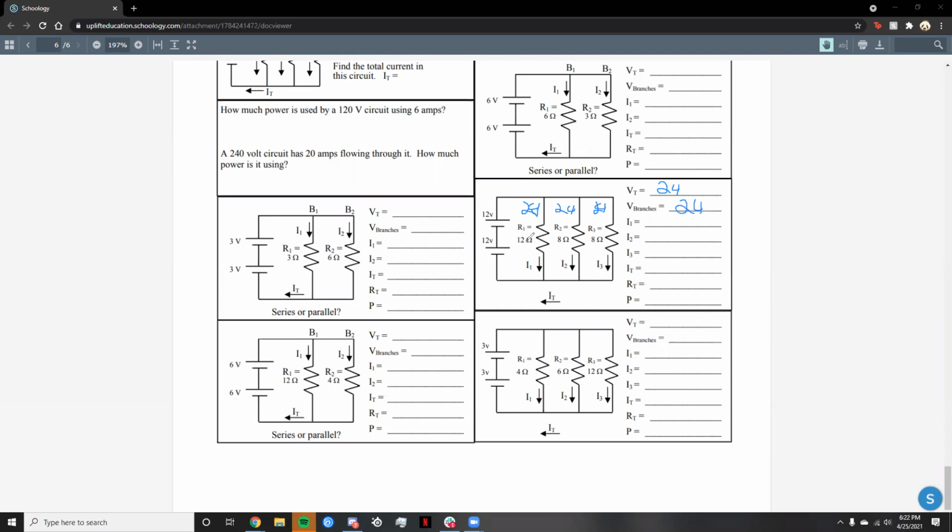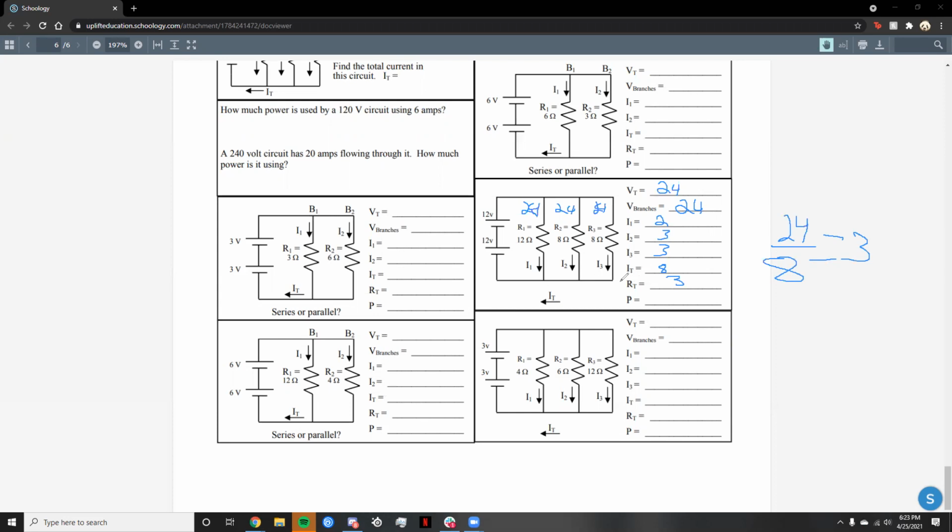So 24 divided by 12 is how much? That's 2. 24 divided by 8, that's 3. And 24 divided by 8 again is also 3. So 2 plus 3 is 5, plus 3 is 8. 24 divided by 8 equals 3.